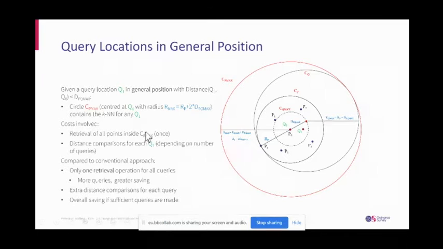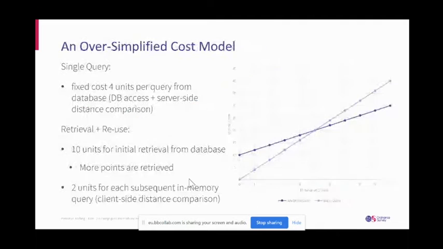The computational cost here involves retrieving all points in that CP max, which we need to do only once. Then for each Q1, we need to make some distance comparisons, which depends on the number of queries. So compared to the conventional approach, there is only one retrieve operation for all queries. The more queries, the greater the saving in data retrieval. Of course, we still need the actual distance comparison for each query. So overall saving can be achieved if we make a sufficient number of queries.